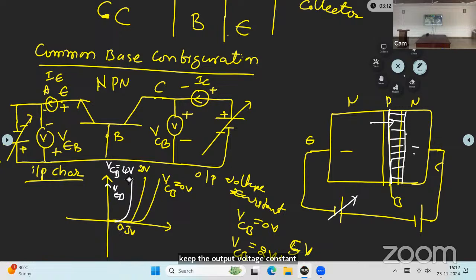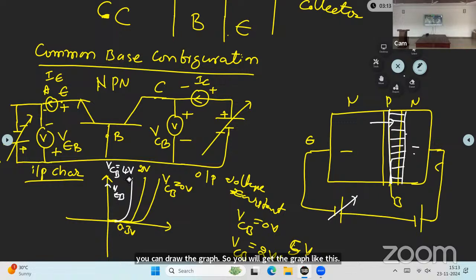At a fixed voltage, now come to the input circuit. You can vary the input bias and note down the voltage in the input voltmeter and the current in the ammeter. You can vary different steps of this bias voltage, and for each step note down the voltmeter and ammeter readings. Now you can draw the graph. So you will get the graph like this. That is the first step.